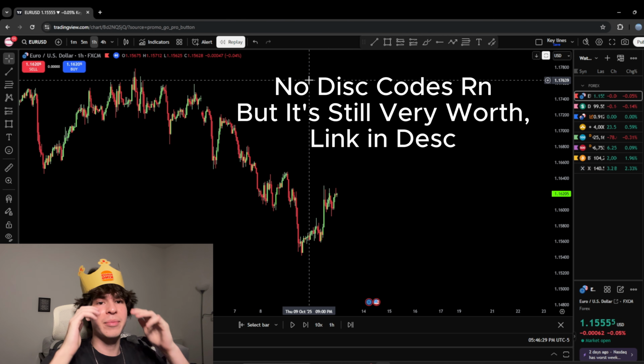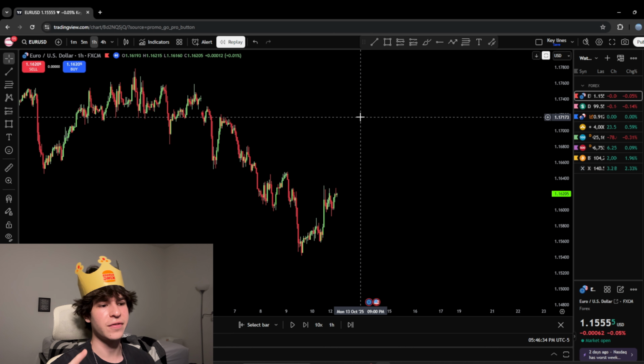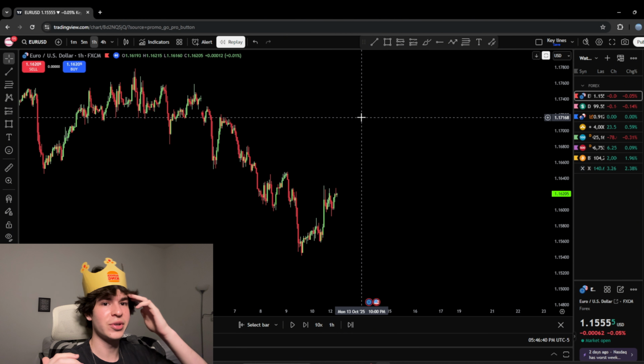But yeah, I fully recommend this, guys. There are some other good websites, like FX Replay, but it's a bit more expensive. So you can just stick with TradingView. It's literally the cheapest option for a reason, because it's just so good.